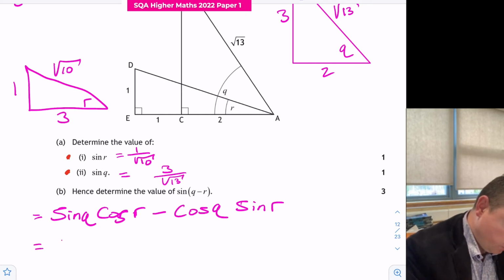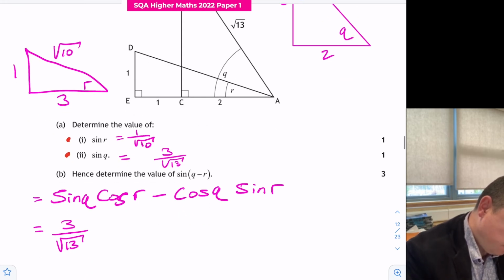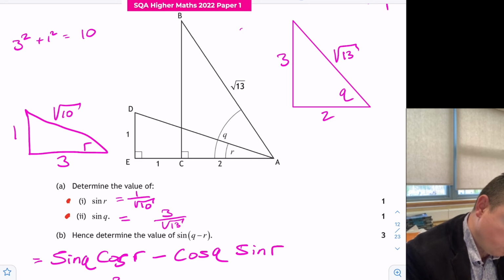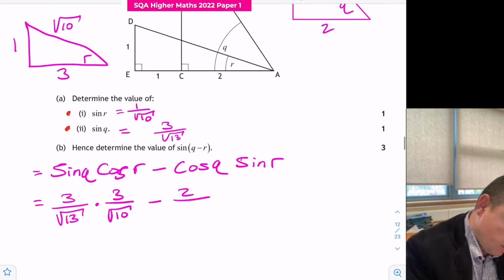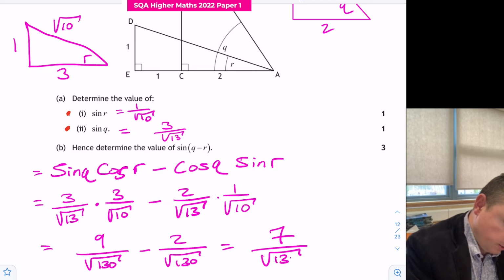So sin Q is 3 over root 13. Cos R, well, we've already got the R triangle here, so that's 3 over root 10. And minus cos Q, which using this triangle is 2 over root 13, times sin R, which we already know is 1 over root 10. Multiplying the tops, we get 9 over root 130 minus 2 over root 130, which is obviously 7 over square root of 130.